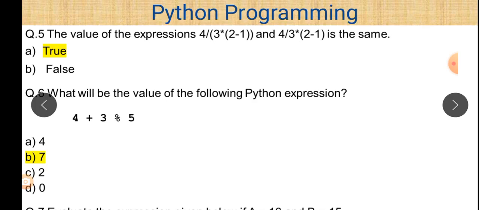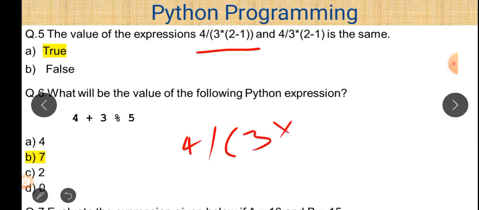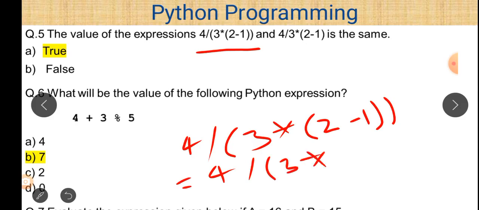Okay, so according to the rule, first of all parenthesis should be evaluated, which we already discussed in our last example or last question. So here the question is whether both are the same or not. Let us talk about the first expression given in this question. First of all, a bracket should be evaluated. If we solve 4 divided by 3 multiplied by 2 minus 1, first the inner bracket should be solved, and we get 4 slash 3 multiplied by 1, and then the outer bracket should be solved.